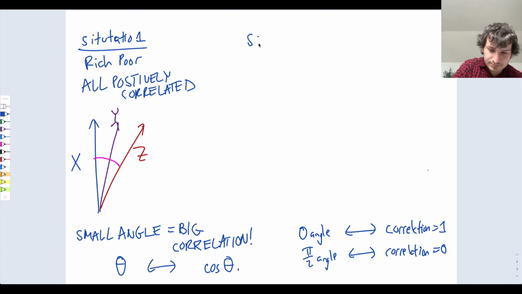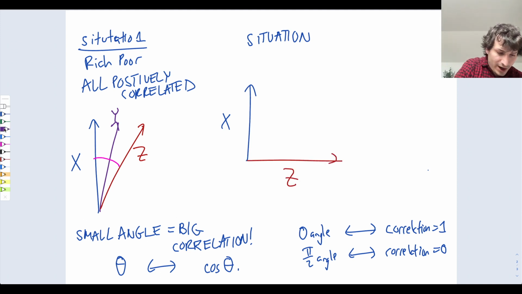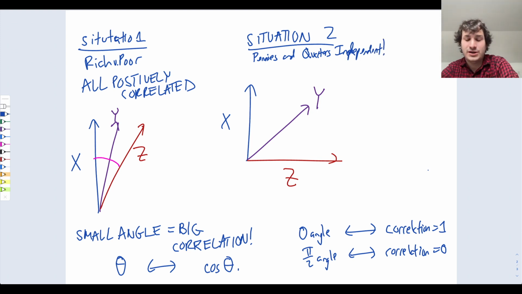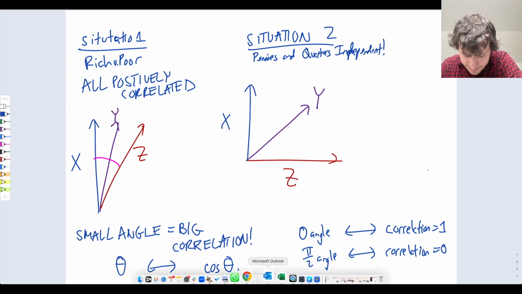Situation 2, and this is the situation where the x and the z were completely independent. It looks like this. So here's x, here is z, and the vector y is exactly in between them somehow. So this is situation 2, where pennies and quarters are independent. Okay. The pennies and the quarters are independent. So that was situation 2.